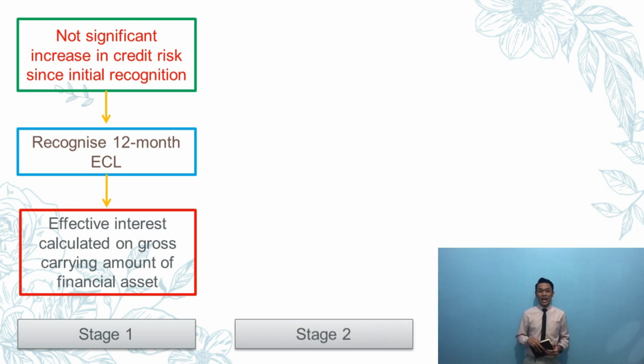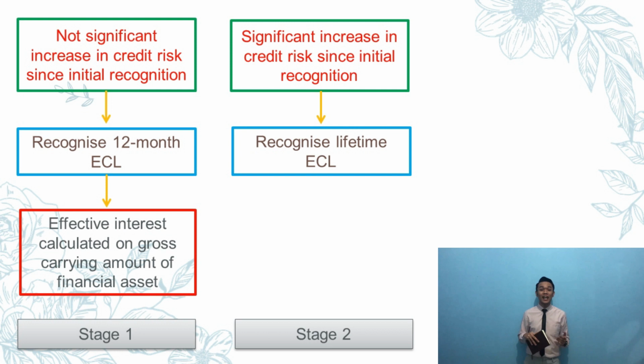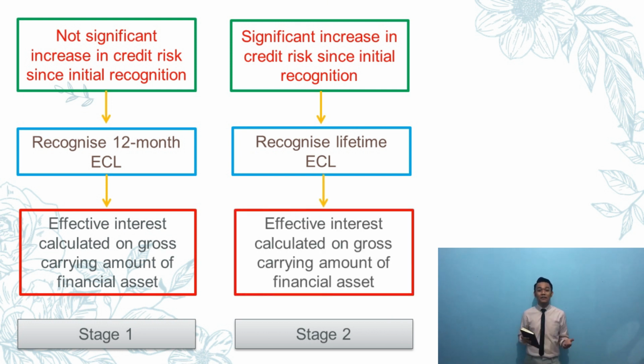Stage 2. Impairment of a financial asset will fall in stage 2 when it has a significant increase in credit risk since initial recognition. So we will recognize it using the lifetime ECL approach in stage 2. Effective interest is calculated on the gross carrying amount of the financial asset, same as stage 1.